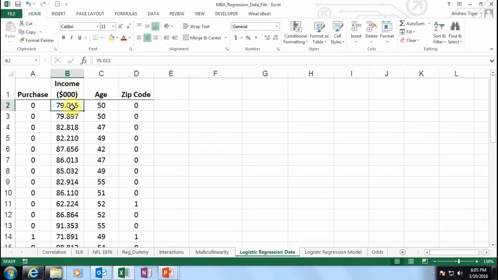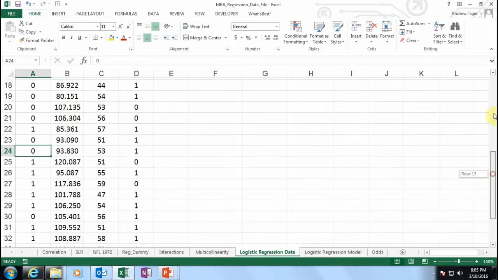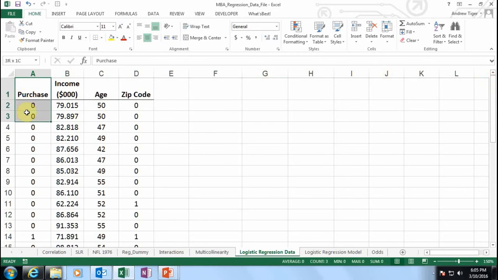So for this particular person, with a house located in this zip code, they did not purchase a house. If I scroll down, we have some where this person with this income, this is their age, and it's in a different zip code. We only have 2 different locations of houses, so there's a dummy variable representing 2 locations. 0 is one location and 1 is another one. And then the zeros and ones in column A indicate whether they purchased the house.